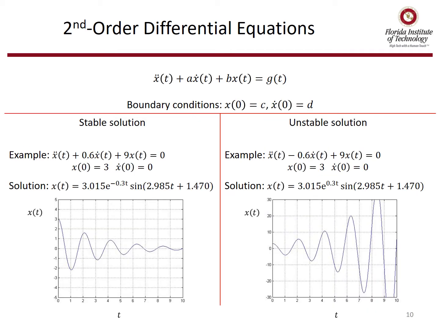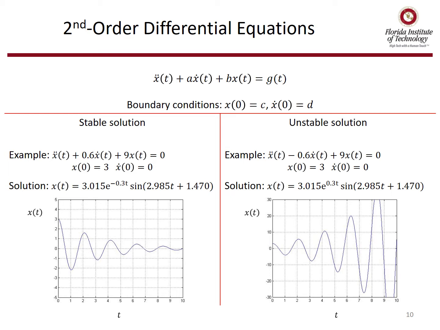Now let's look at a second order differential equation. x double dot plus a constant a times x dot plus b, a constant, times x equals some forcing function g of t. In second order differential equations, we need two boundary conditions. So in this case, x at time 0 is some constant c, and the derivative of x at time 0 is another constant d.